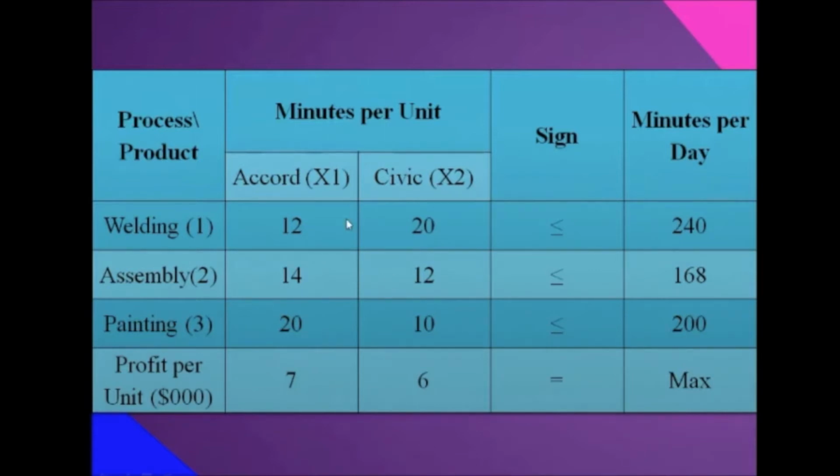Every unit na mapoproduce natin for our X sub 1, and that is Accord, no? Every unit will be having a profit, additional profit of $7,000, and every unit of X sub 2 or the Civic, that will give us an additional profit of $6,000. So our goal again is to maximize. As you can see, based sa ating sign, it is less than or equal kasi nga po ang ating goal is to maximize the profit. So sige, let's start our computation.